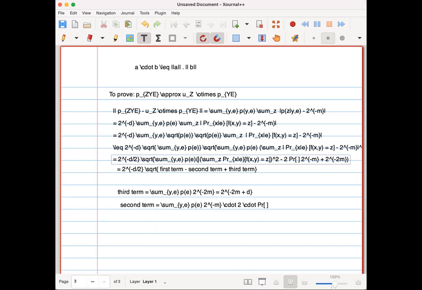Basically, at the end of the day, because of that sum over Z, you get events like f(x,y) equal to Z, f(x',y) equal to Z prime, things like that. And that collision probability is precisely what you get to be close to 1 over 2 to the 2m. Well, it's exactly 1 over 2 to the 2m.